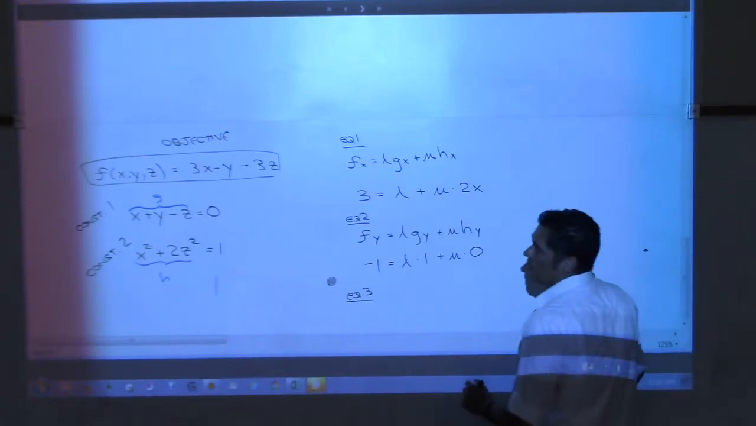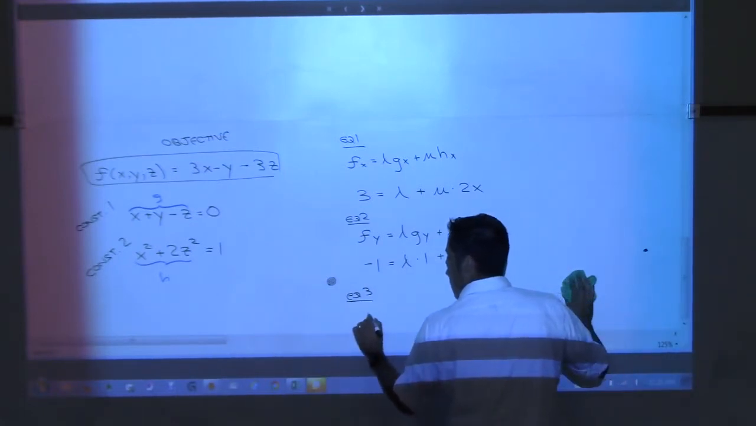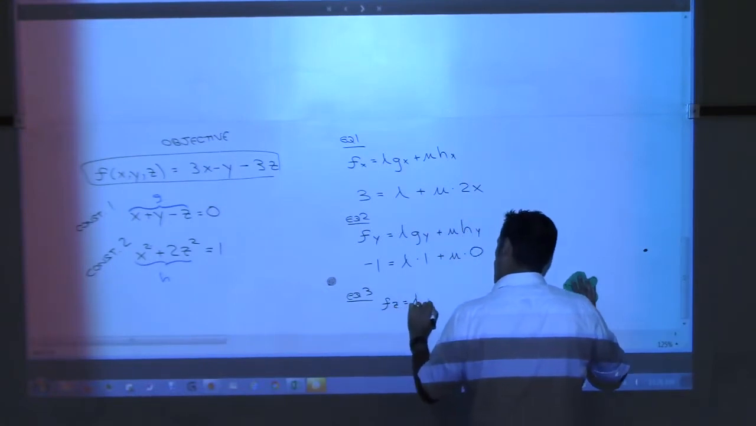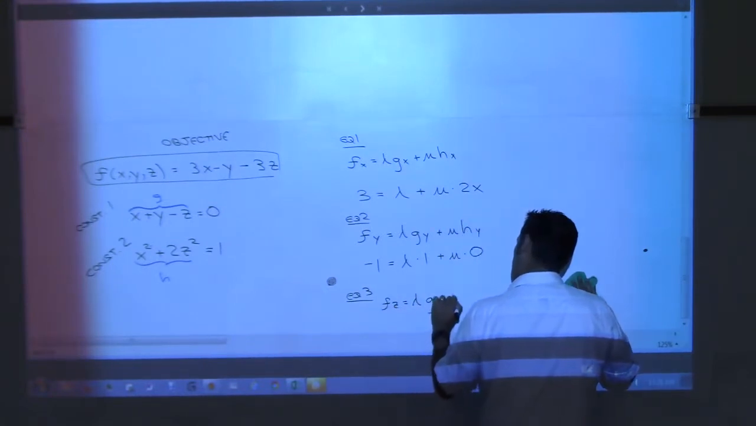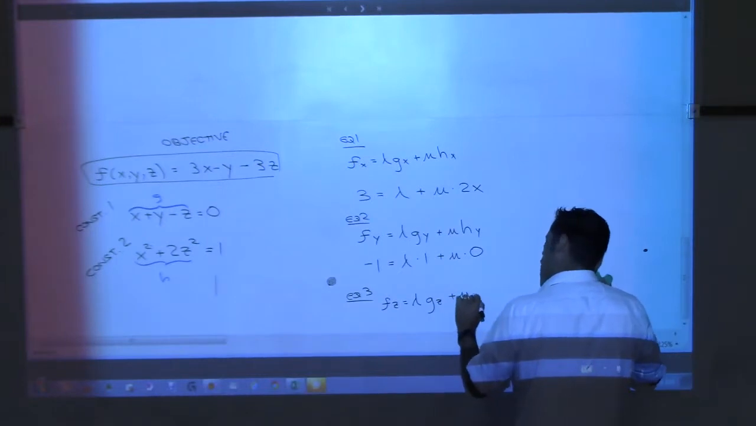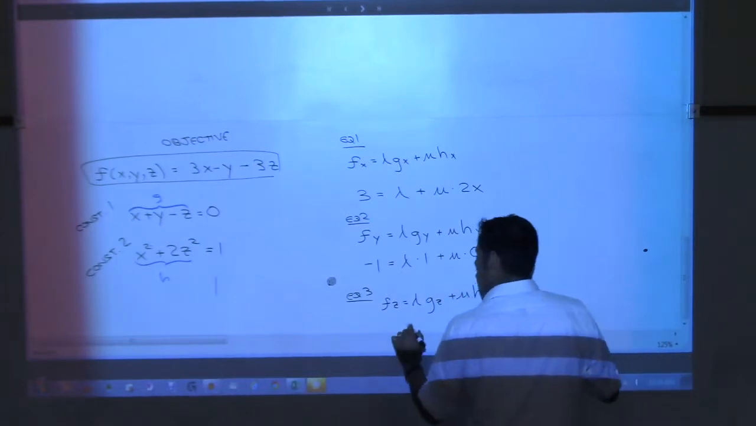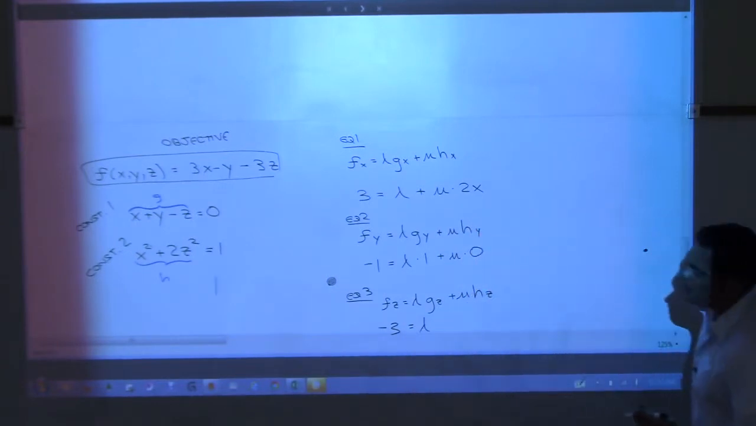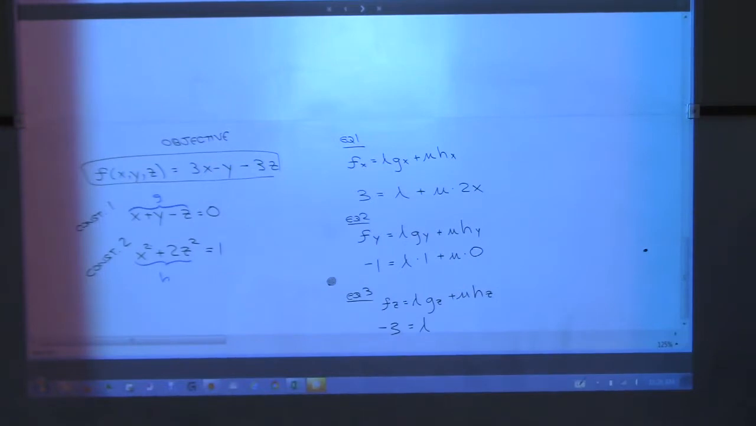Partial of f with respect to z. What is that? -3. Okay, so -3 equals lambda partial of g with respect to z, -1.